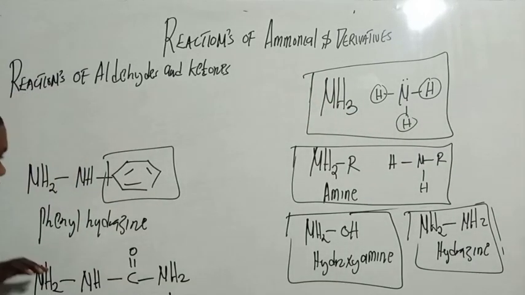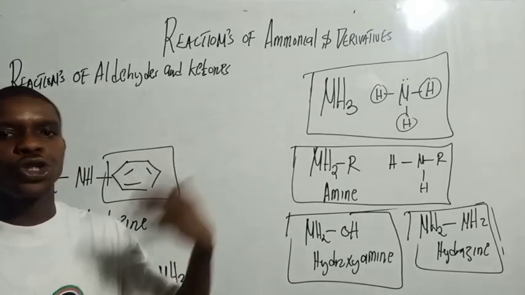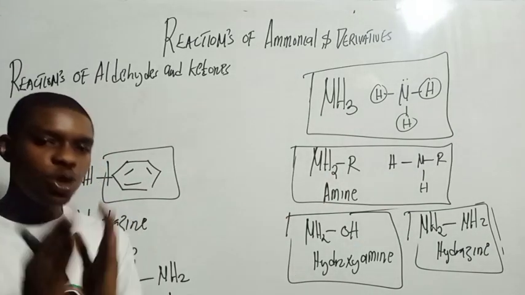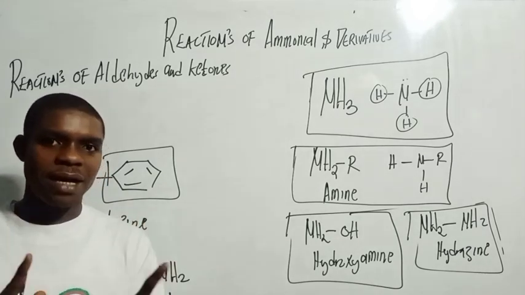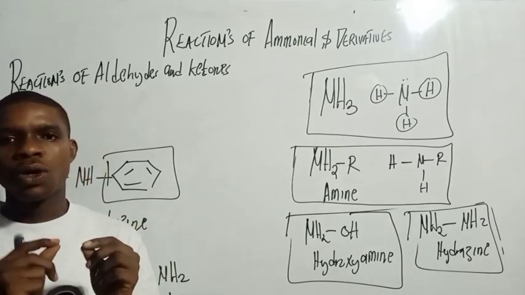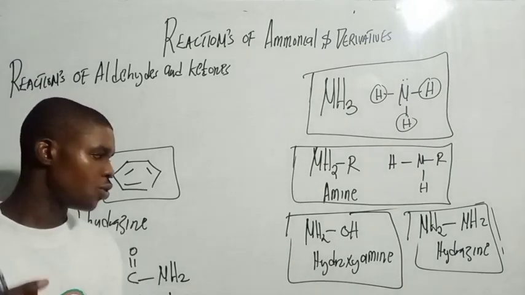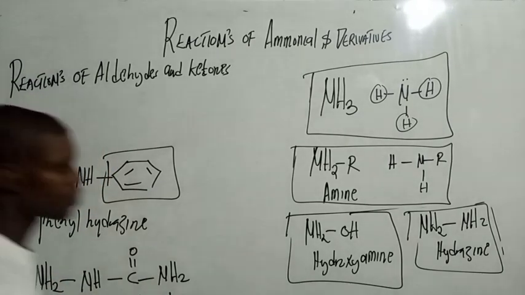These are the various ammonia and ammonia derivatives you are going to add to aldehyde and ketone. So you have to take them down. Each of them will produce their own unique products, and you must give the name of the products in the exam. So you have to pay close attention here.